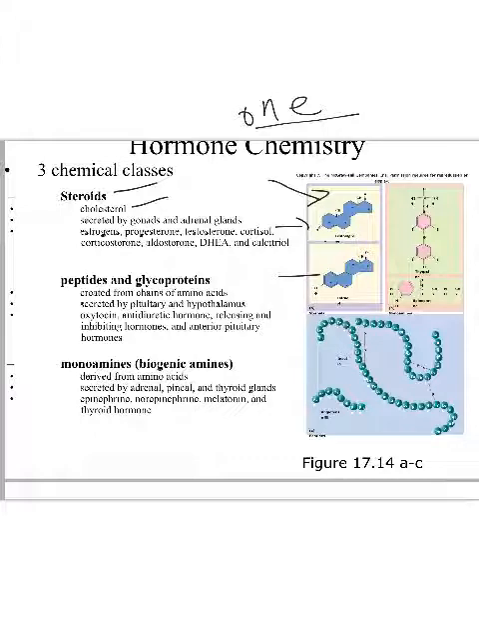So aldosterone, testosterone, progesterone. Estrogen is a steroid. Cortisol is a steroid. Those are examples, so you're looking for the O and E at the end. That's one way you can recognize it. You're also going to know what comes from the gonads and what comes from the adrenal glands, so that will help.